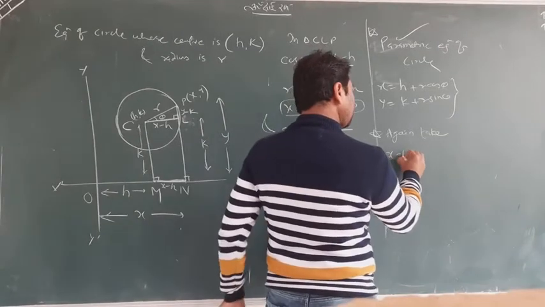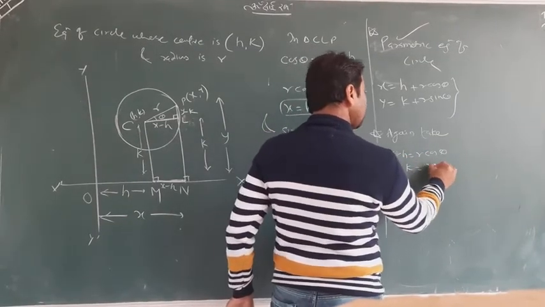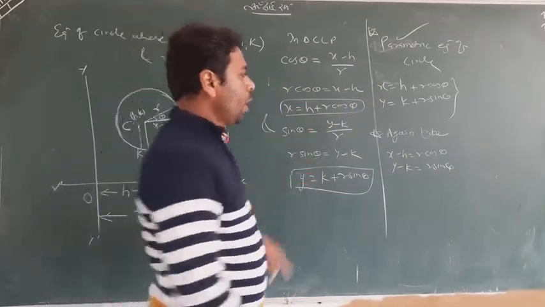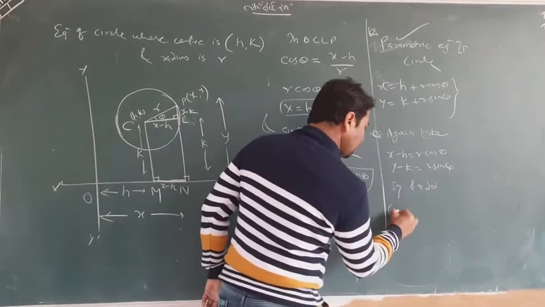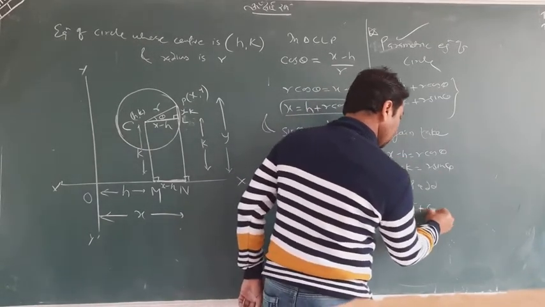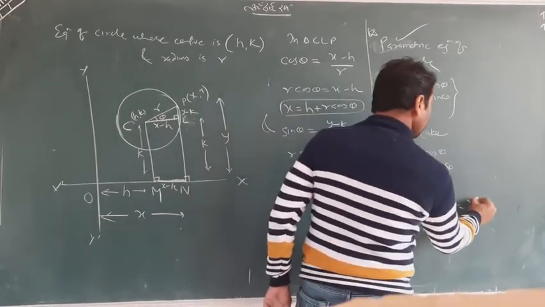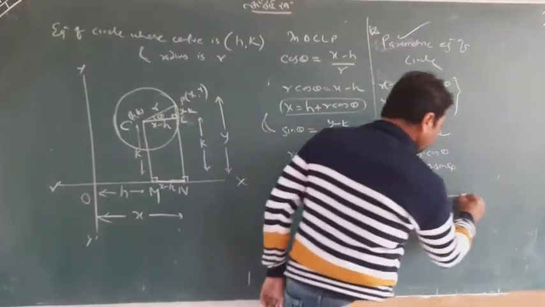Taking x minus h equal to r cos theta and y minus k equal to r sin theta, I took these two and squared them again. What do you have? x minus h whole square plus y minus k whole square equal to r square cos square theta plus r square sin square theta, which will be r square. So that is the equation you have got.